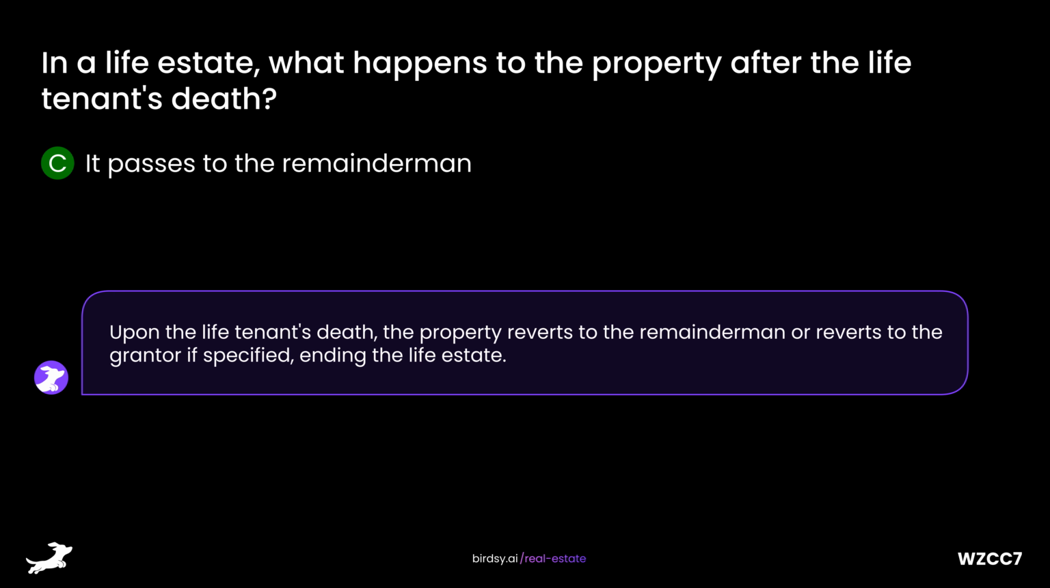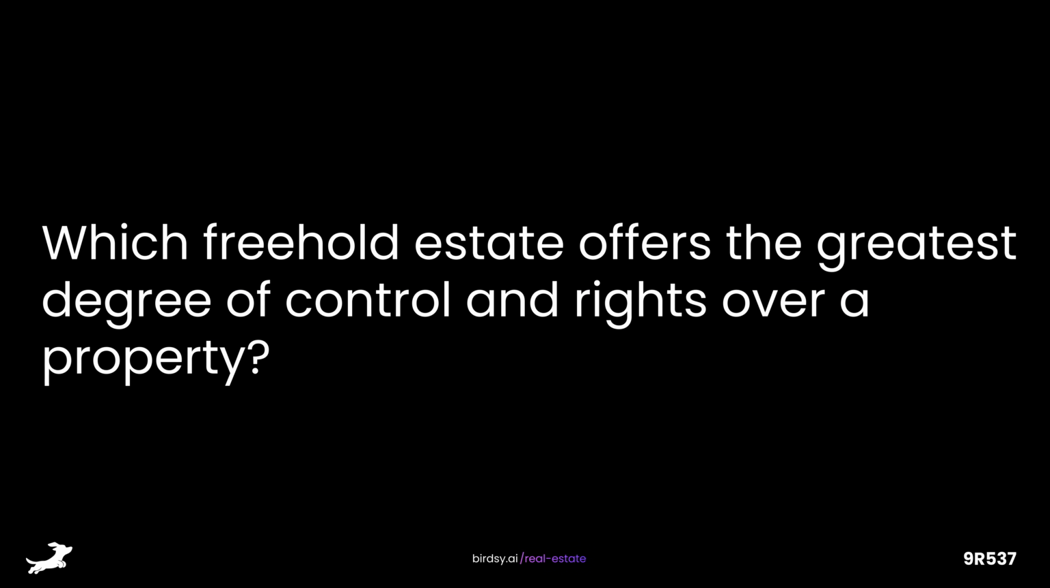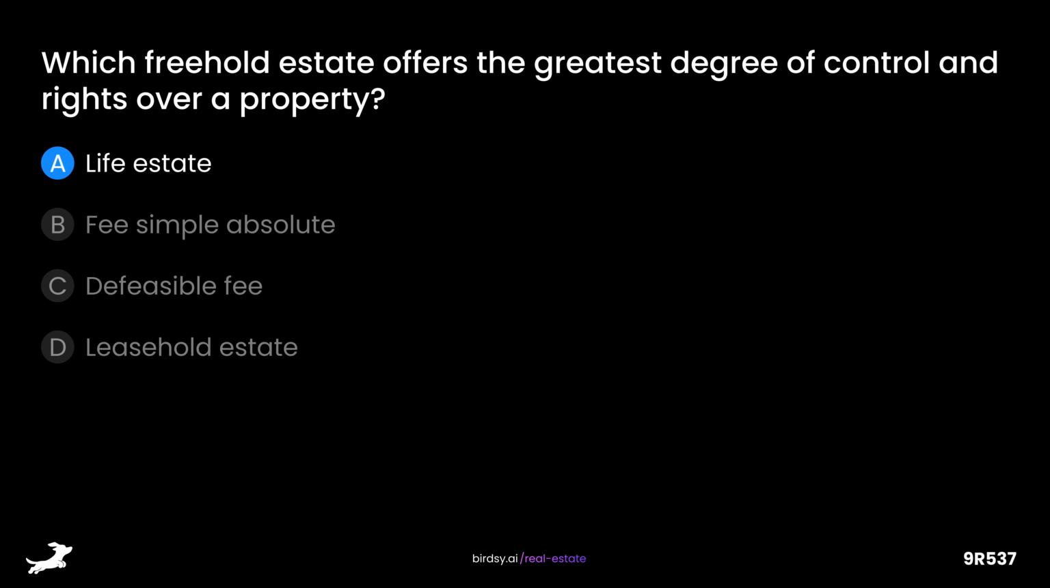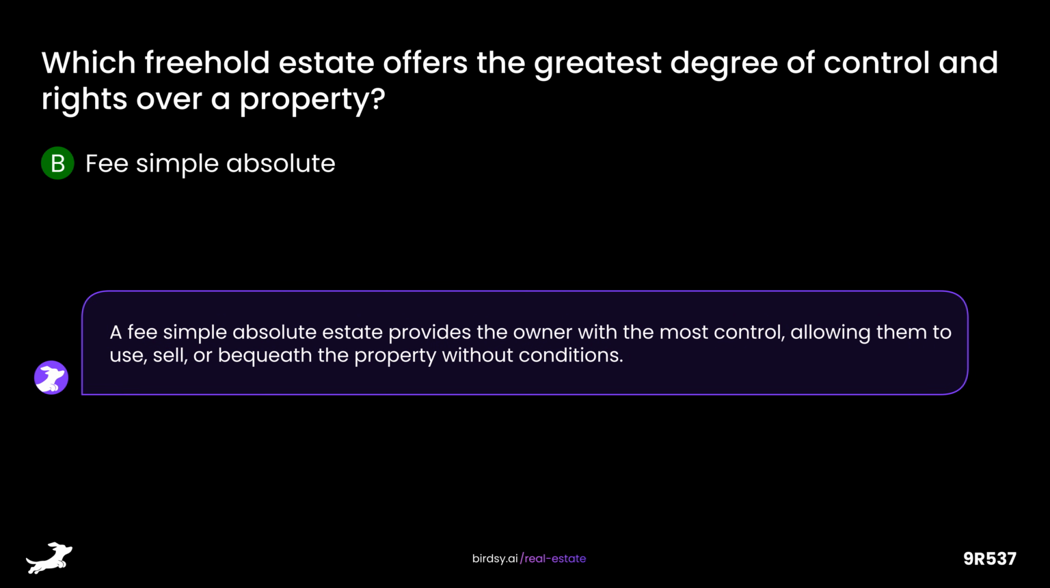Which freehold estate offers the greatest degree of control and rights over a property? Is it A, life estate, B, fee simple absolute, C, defeasible fee, or D, leasehold estate? The answer is B, fee simple absolute. A fee simple absolute estate provides the owner with the most control, allowing them to use, sell, or bequeath the property without conditions.